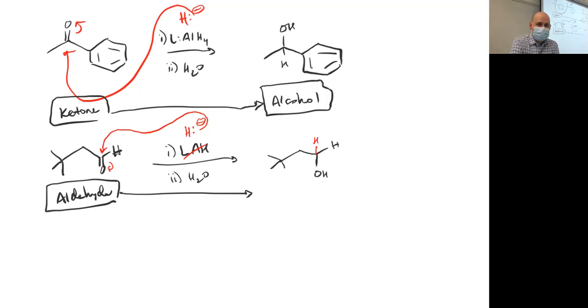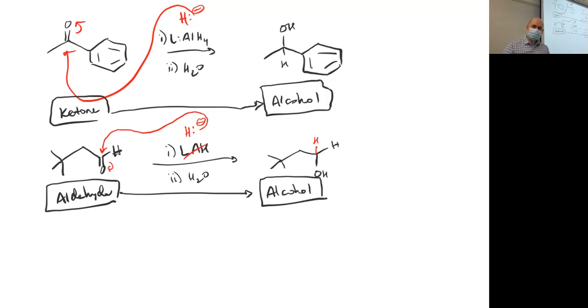So Mallory, what functional group do I have in my product here? Yeah, it's an alcohol. So lithium aluminum hydride is the reagent that will turn an aldehyde into an alcohol without changing your carbon chain, so just a functional group interconversion. It's also the same reagent that you would use to turn a ketone into an alcohol.